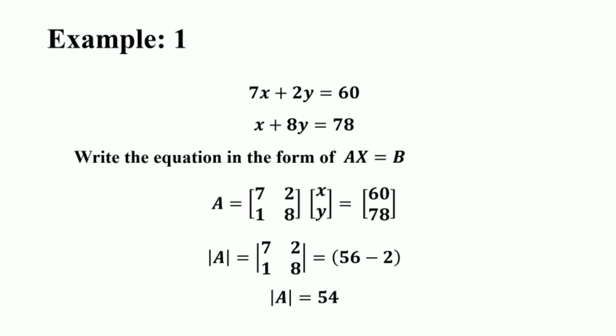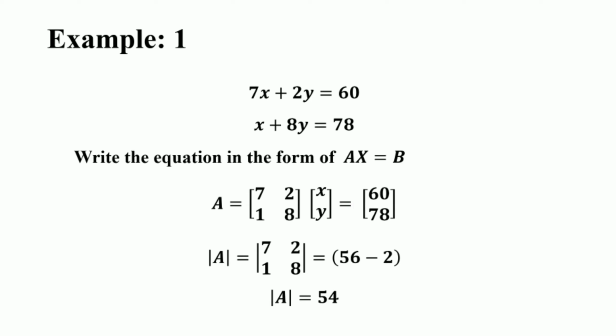So here the coefficient matrix A is formed by taking the coefficients of the given variables, that is 7, 2, 1, 8, multiplied with the variable matrix, that is x and y, the two unknown variables here, is equal to the constant matrix b. So here the constants are 60 and 78.